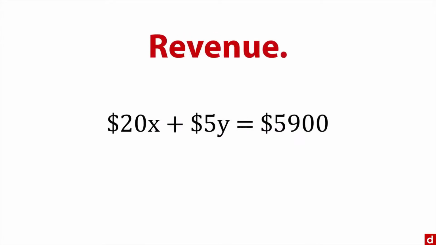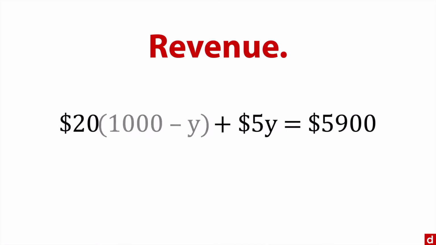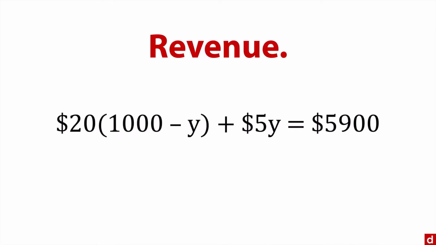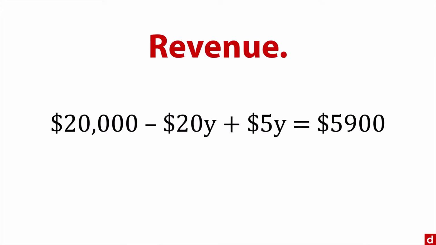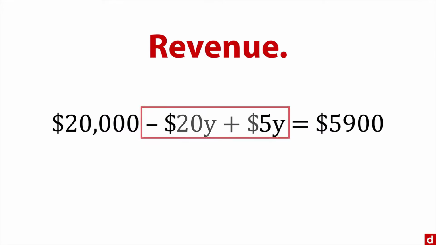Then we go to revenue. And we know from earlier that our sales at these two price points add up to $5,900 total. Well, what we're going to do is take this X that's right here and replace it with the equation we just got, which is 1,000 minus Y. Then we multiply that through and we get 20,000 minus 20Y plus 5Y equals 5,900. Well, we can combine these two because they're the same thing. So minus 20Y plus 5Y, and we get minus 15Y.